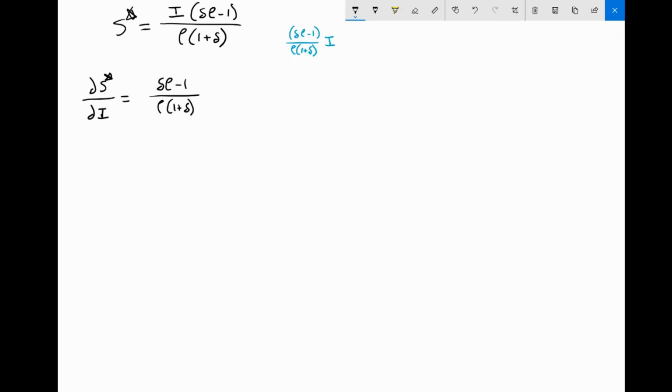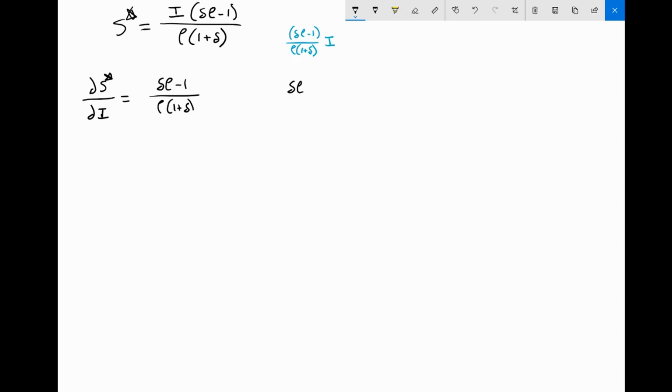So now the question is, how does a change in income affect savings? Well, it affects it in this way. So really the question we want to ask ourselves is, is this number positive or negative? That's what we want to ask ourselves. Is this number positive or negative? Well, you can see that in a sense, it's a little bit ambiguous.